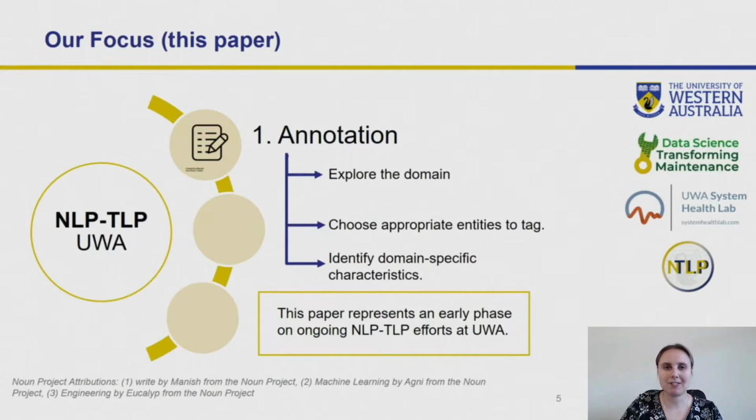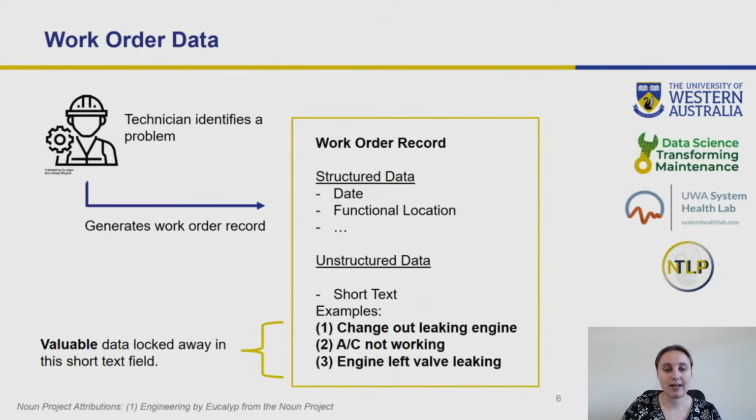The paper that we're presenting today represents an early phase of NLP-TLP efforts at UWA. The main focus of this research was to explore the domain of maintenance short text, choose appropriate entities to tag, and identify domain-specific characteristics that can be used in future tagging efforts. As I mentioned earlier, the dataset used in this work is maintenance work order data.